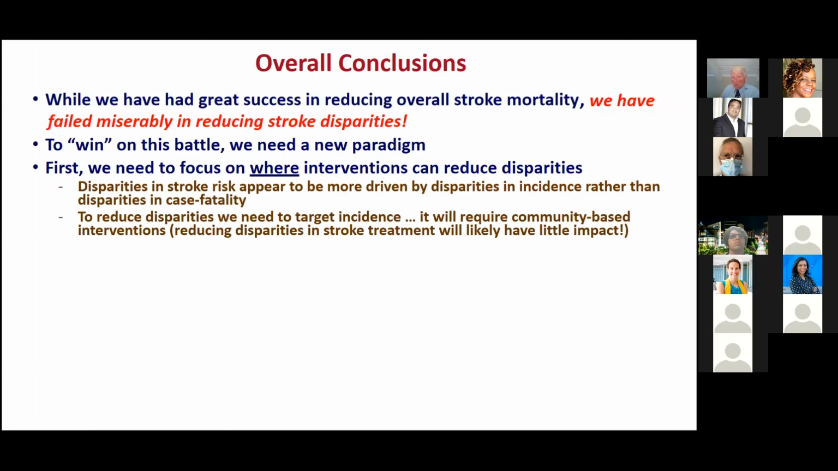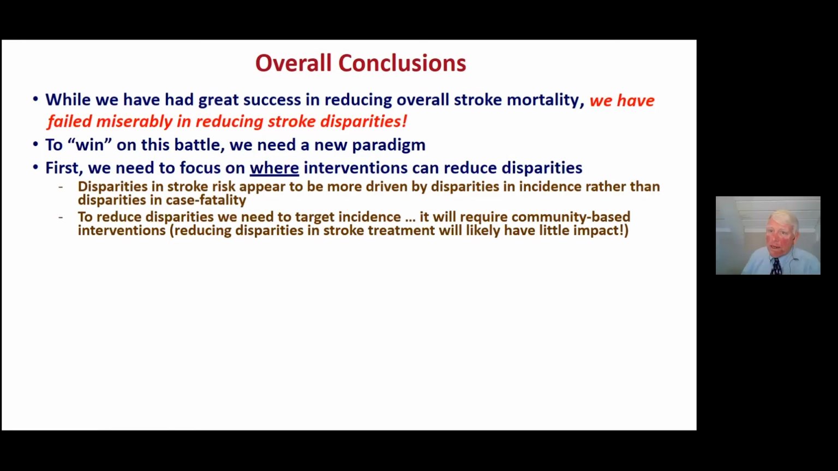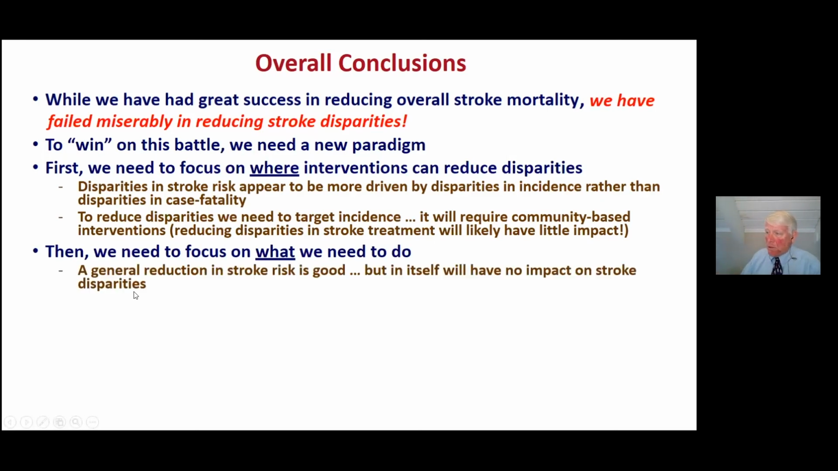Reducing disparities in stroke treatment is a noble effort, and I'm not saying not to worry about that. I think African Americans and Southerners should receive the best health care. But if we're successful at that, it probably will not reduce the disparities. Once we say we're going to focus on these community efforts, what do we need to do? A general reduction in stroke risk is good. I'm not saying I don't care about that, but in itself, it will have no impact on the disparities.